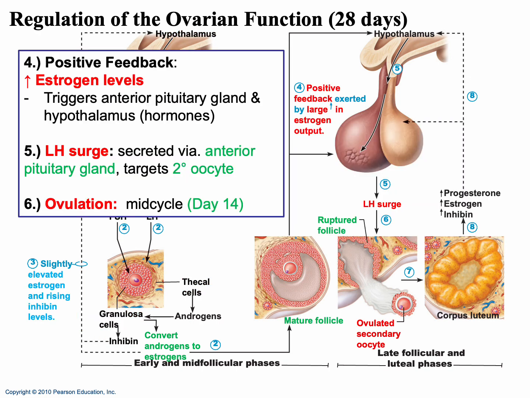Okay, now we're going to take a look at the positive feedback mechanism. And looking at the positive feedback mechanism, we look at a point during the ovarian cycle where estrogen levels actually spike.